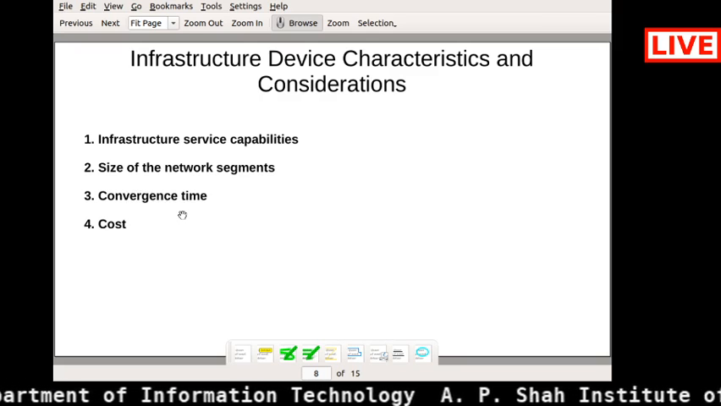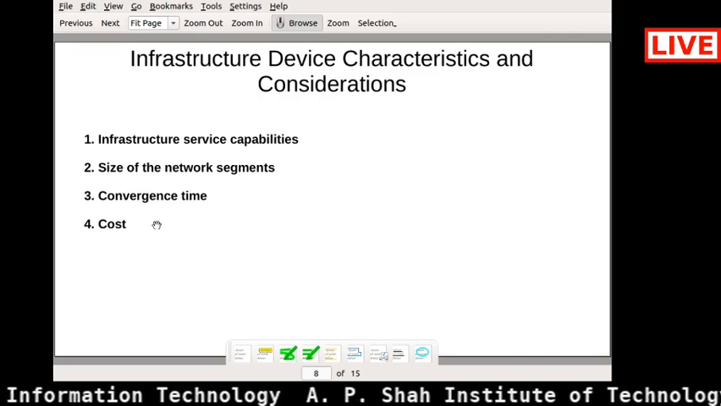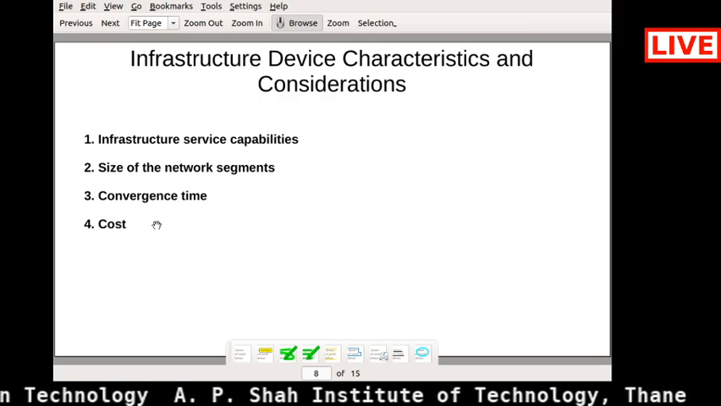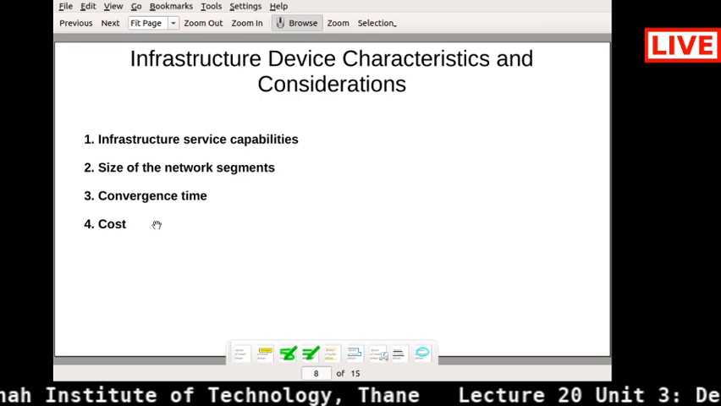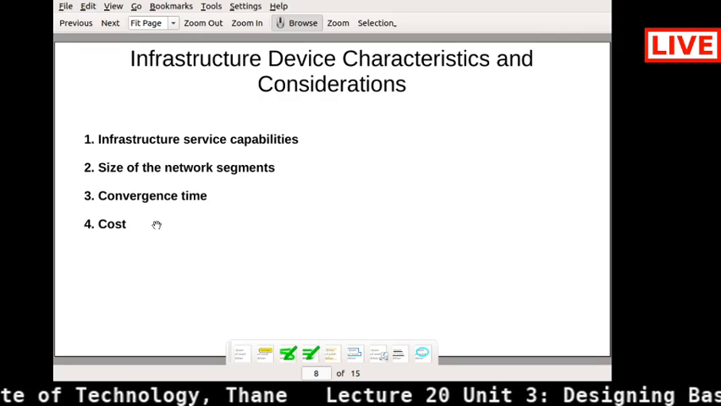And the fourth one is nothing but your cost. This particular cost is nothing but what we can call a budget. So the budget for any kind of network infrastructure you can consider as the cost, right?